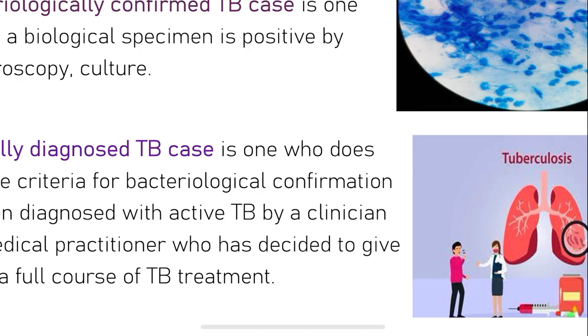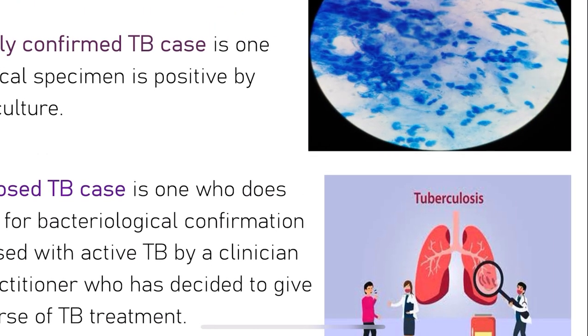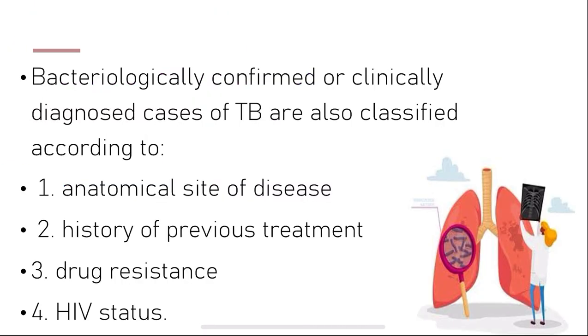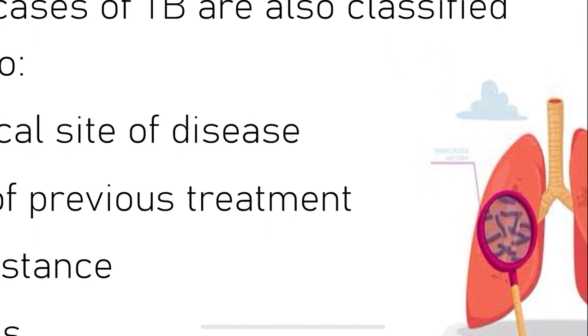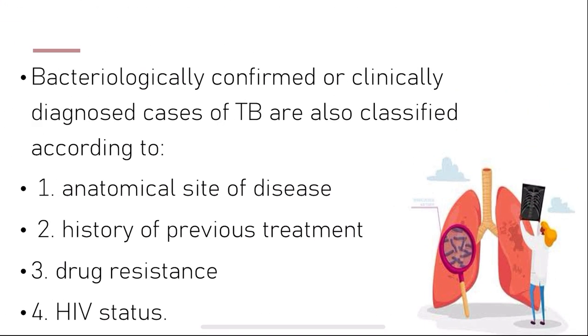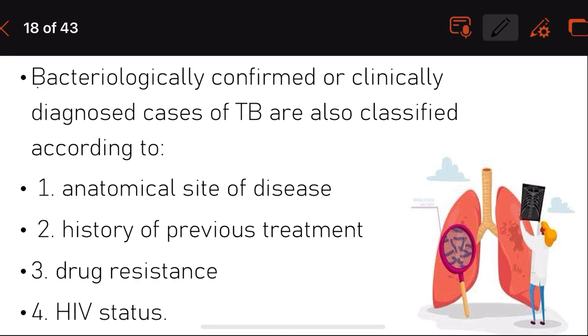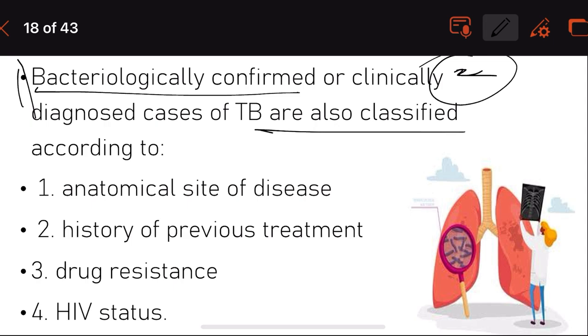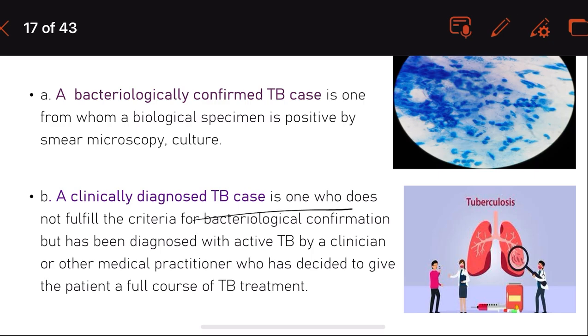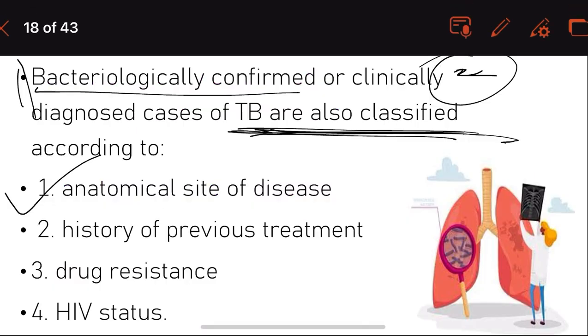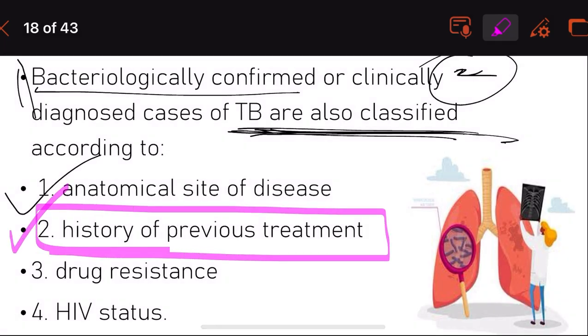Now we are going to study the classification. We are starting with the classification of TB. The first thing is whether it is bacteriologically confirmed or clinically diagnosed. These are the two things which we saw in the previous slide. Now we will see how TB is classified further. TB is classified based upon the anatomical site of the disease and the history of previous treatment.